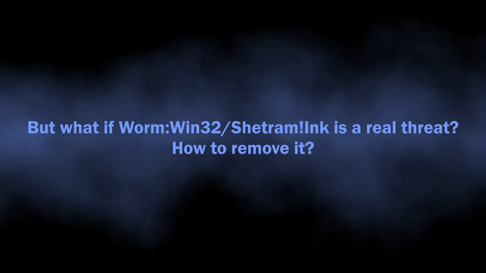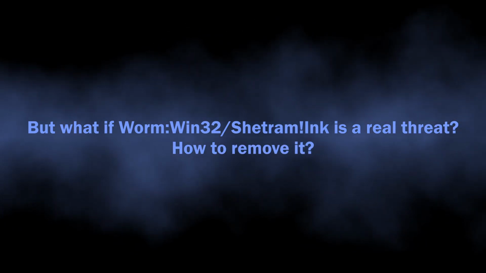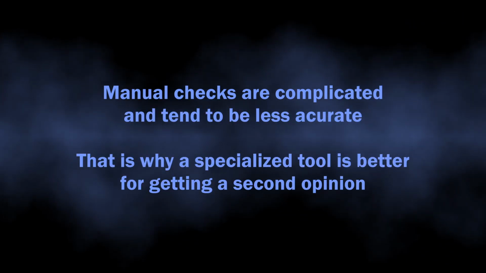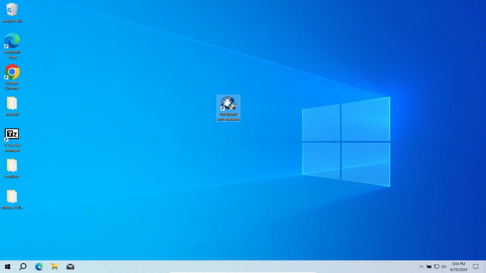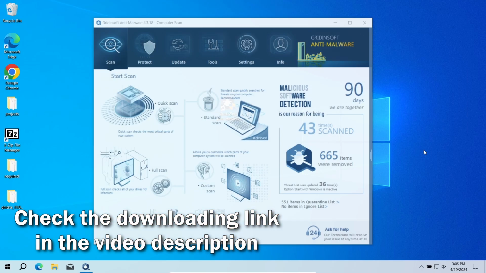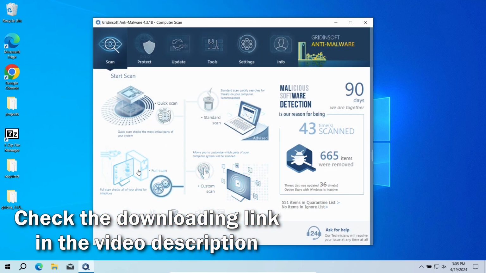But how to understand whether you should worry about the Win32/Shetram.LNK detection or not? Manual analysis may be complicated, especially since malicious programs can sometimes mix their files with legit applications. For that reason, I recommend running a second opinion scan with Gridinsoft Anti-Malware. It will quickly reveal whether there is any threat to your system or not.